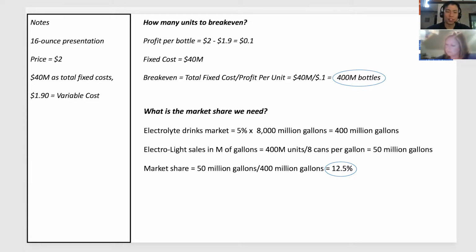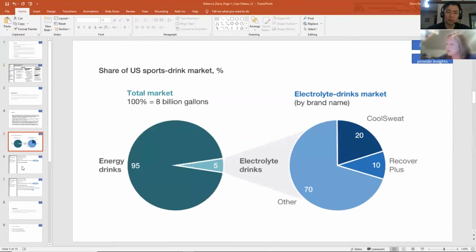What do you think about that 12.5%? Well, looking again at the chart you provided on the electrolyte drinks market, I think it looks doable, but not easy. We can see that Cool Sweat currently has 20% of the market. Recovery Plus, the second biggest competitor in the market, has 10% of the market. And 70% of the market is split between a number of small players. I think the fact that 70% of the market is split between a number of small players means there's an opportunity there. But Cool Sweat and Recovery Plus will definitely be significant competition.